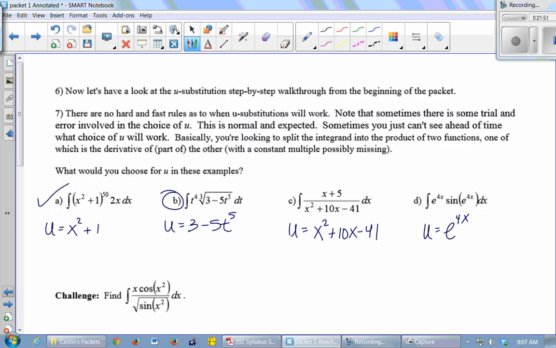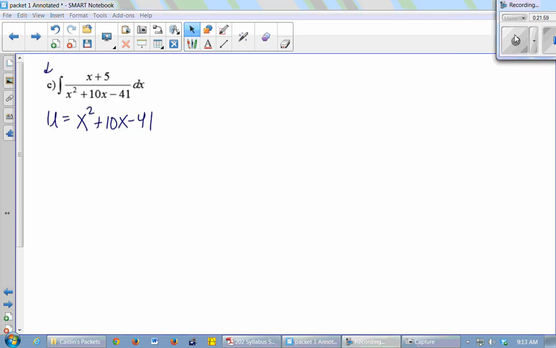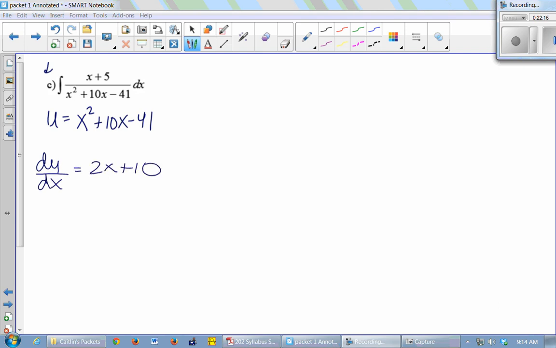All right, why don't you guys try C? You already get the u. See if you can just apply the procedure, get the antiderivative. Okay, so we've got a u chosen already because we chose a u whose derivative, or something close to its derivative, also shows up in the integrand. So that way when I take du/dx, I get 2x plus 10, which means that dx is going to be du over 2x plus 10.